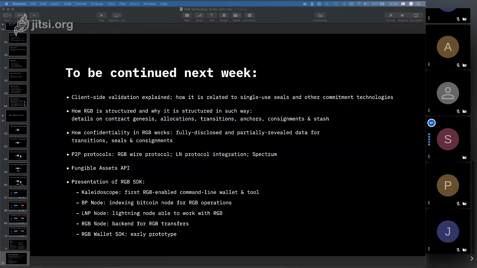Yeah, I have a question. Last week we were discussing in the call whether there should be kind of extensibility for schemas in RGB. Did you reach an answer to that?